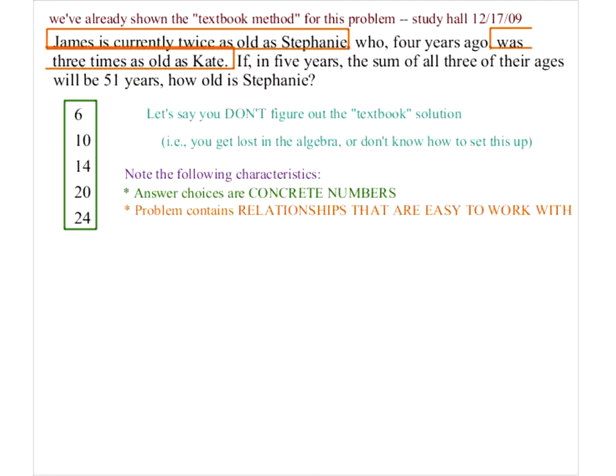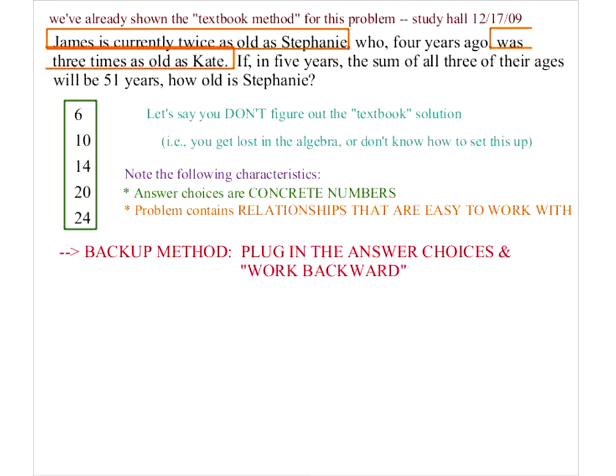If you see a problem with these two characteristics, then there's a backup method that you can often apply even when you don't really know how to solve the problem. And here's what that is. The backup method in this case is to plug in the answer choices and work backwards. Here's how this works. The point of this method, before we discuss the nitty-gritty of it, is to avoid doing algebra.